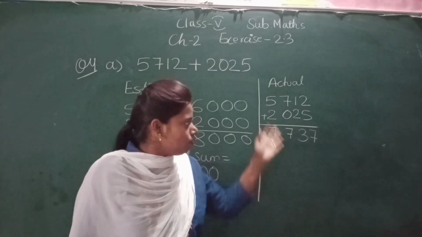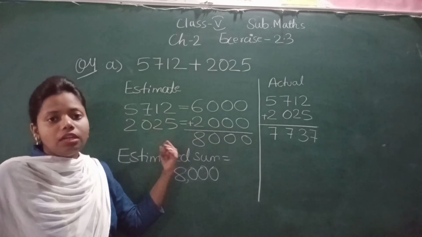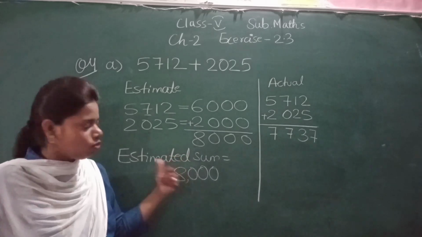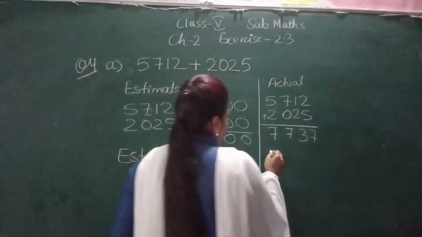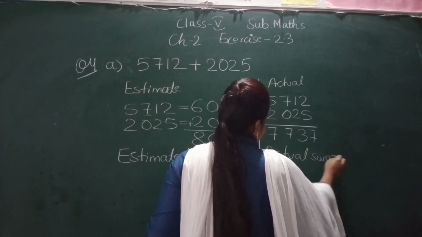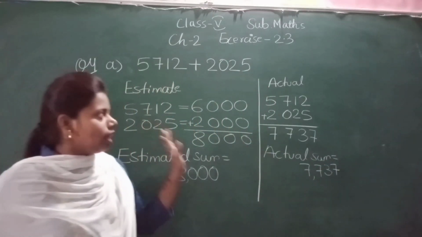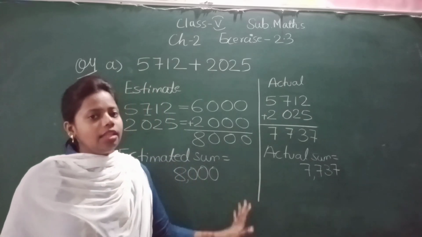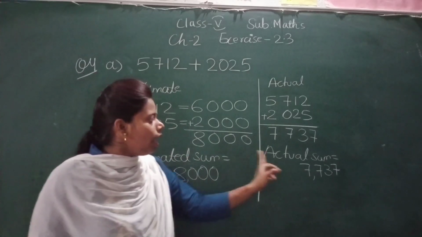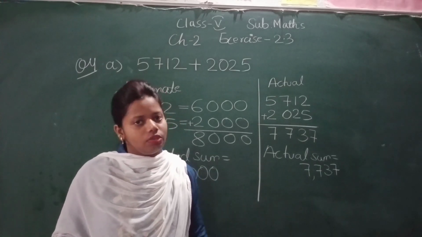If we had only done addition, we would have done it like this, the actual sum, but they have told us to estimate also. So I have done the estimation to the nearest thousand place, then I have done the addition. This one is the estimated sum, and this one is the actual sum, which is equal to 7,737. So the estimated sum we have got is 8,000 and the actual sum we have got is 7,737. In this way you will do the estimation.